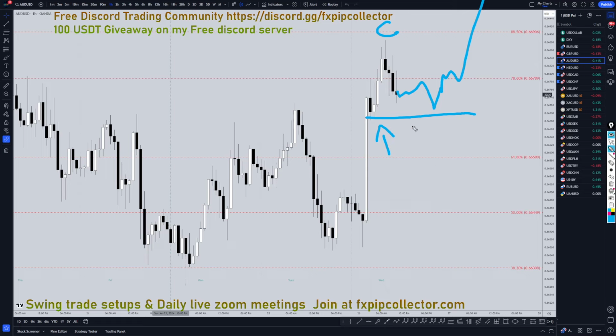If it doesn't go down and break structure, but instead makes a three-wave pullback and a higher low, then I would definitely continue to look for longs, because every single higher time frame all the way up from the monthly, weekly, daily, 4 hour time frame is telling us that we're in an uptrend and that we should be looking for longs at the end of pullbacks.